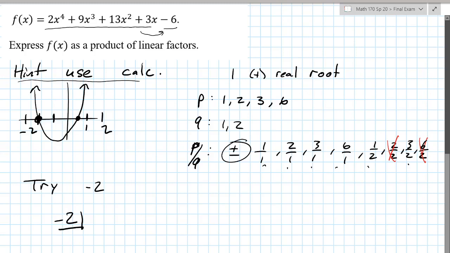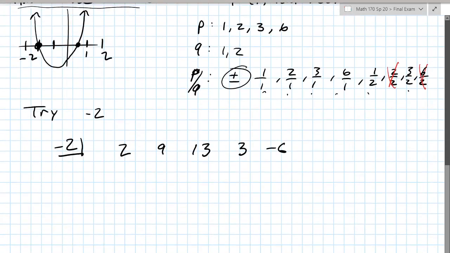Okay, so when we do synthetic division, we've got negative 2 here, and then we want all of the coefficients of the polynomial across the top, being sure to watch out for any missing terms. In this problem, we don't have any missing terms because the powers of the x's go 4, 3, 2, 1, 0. So we've got 2, 9, 13, 3, negative 6, and then 2 carries down.